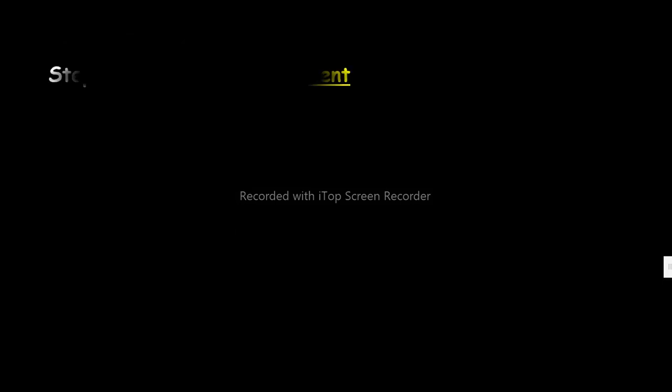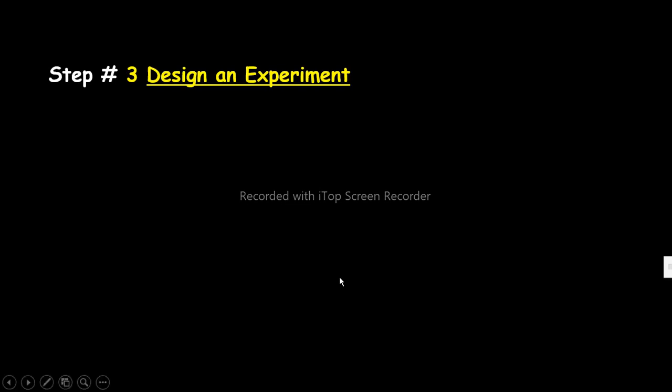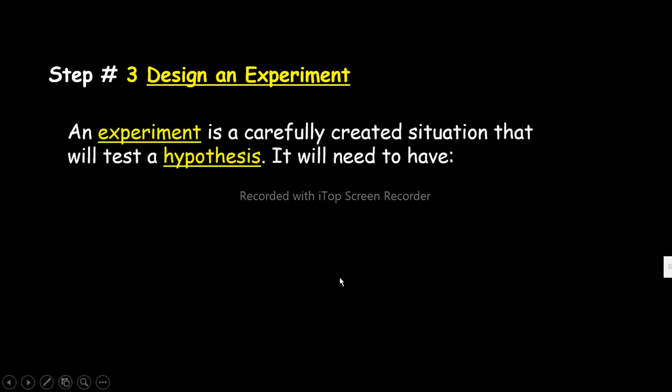Now that's when you go in a lab and carry out the real experiment. But still you have to design your experiment so that your results are not questionable. You create a plan. An experiment is carefully created. You create situations that will test your hypothesis, your problem. And you should make sure that your experiment is not questionable.